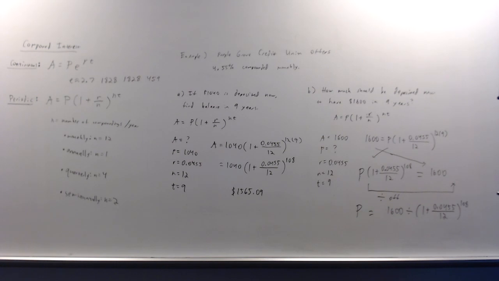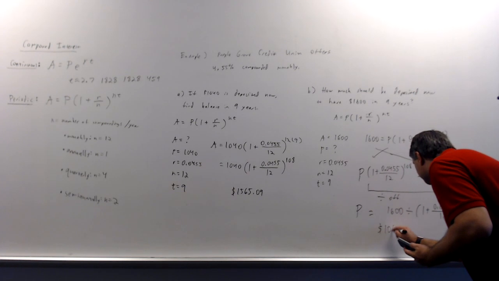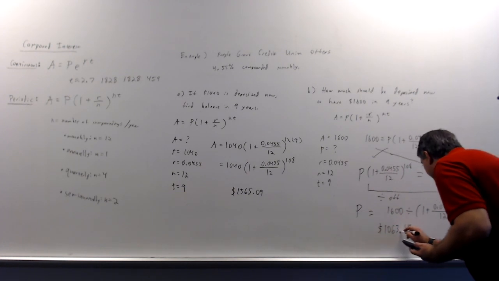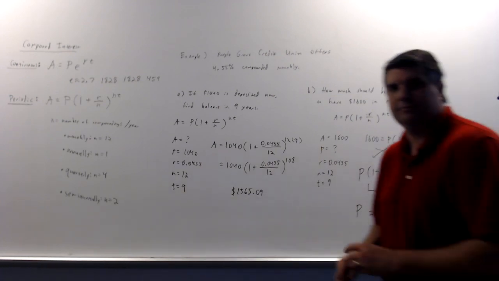To the nearest cent, I got $1,063.19 rounded to 2 decimal places. Okay.